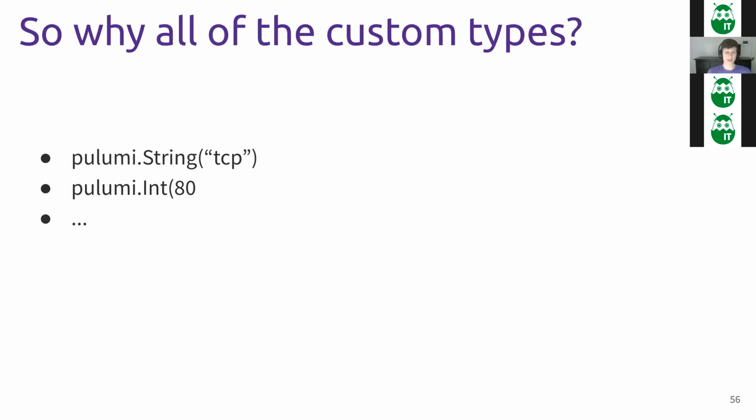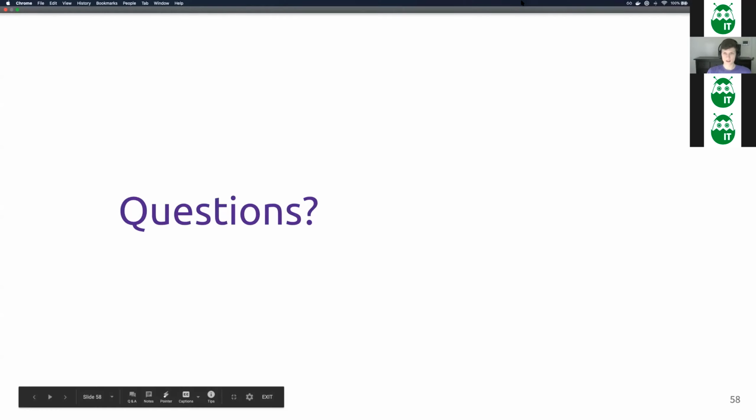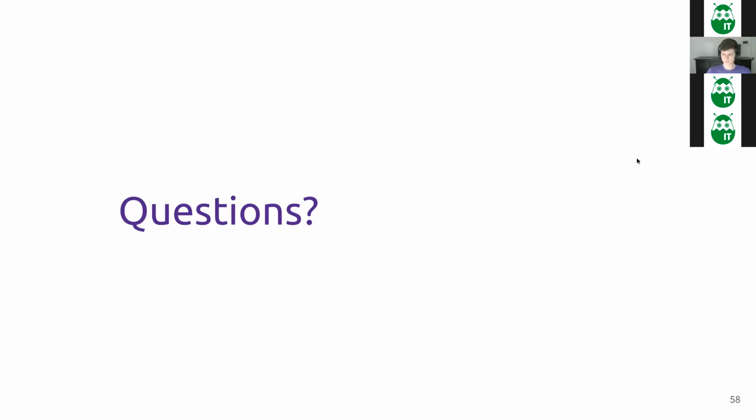So why all of these custom types, right? We have Pulumi string, Pulumi int. What does this have to do with promptly available values, right? Well, Pulumi uses generics over union types to represent inputs in other languages. So input of T is the union of T and output T, right? Go, as we all know, lacks generics for now, so we must define our own custom types. So for Pulumi, a combination of these custom types using interface and reflection under the hood allow us to represent this type system while still offering a strongly typed API on the consumer-facing side of things. Questions there? Okay, we'll go ahead and move on.